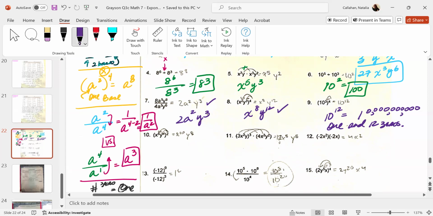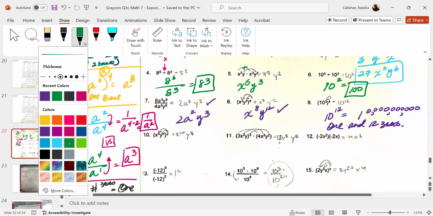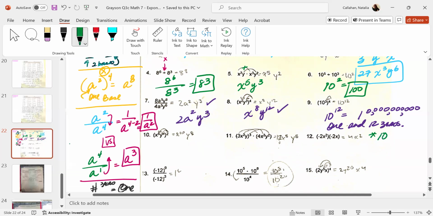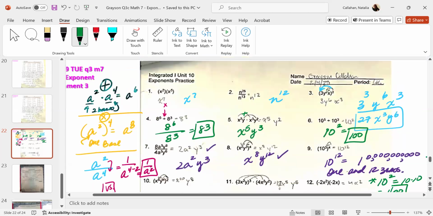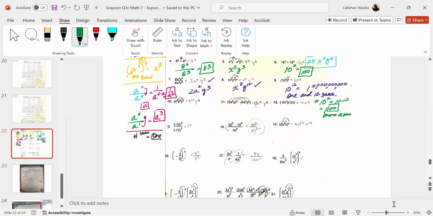If you ever get confused by this, Grayson, like if you're wondering are you sure it's a 10 and 12 zeros, or is it just 1 and 12 zeros? Just remember, if it's 10 squared, look up here. It's 10 times 10, right? Which is 100, correct? So it's just 1 and 2 zeros. So if you ever are not sure, just use a smaller number. All right, let's move on.